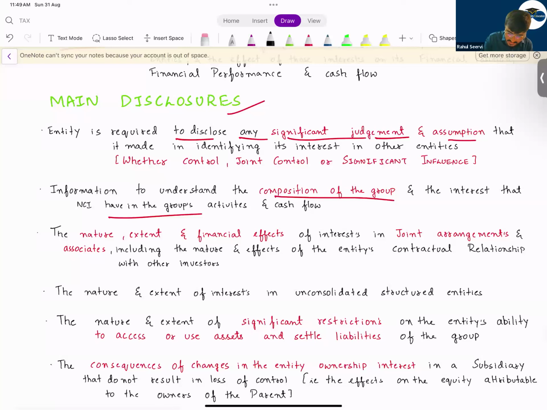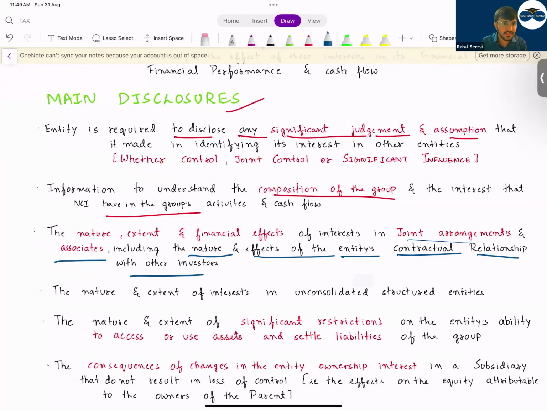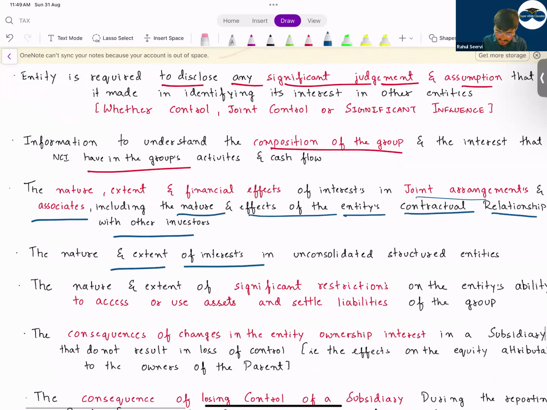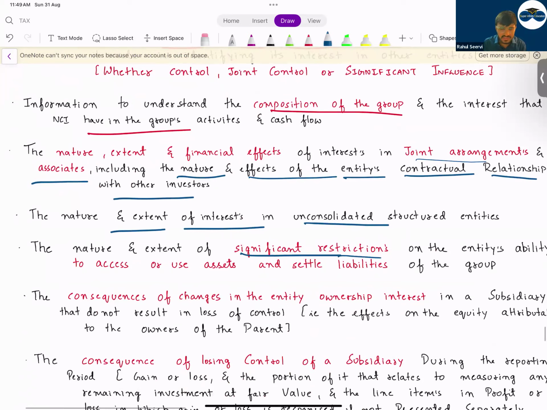Then the nature, extent, and the financial effects of interest in joint arrangements and associates, including the nature and the effects of the entity's contractual relationship with other investors. They also have to mention the relationship with other investors. Then the nature and the extent of interest in unconsolidated structured entities. If you have not consolidated, mention the reason why you have not consolidated. Then any significant restriction on the entity: if today I have control, but with that control, is there some restriction or not? Please provide the disclosure.